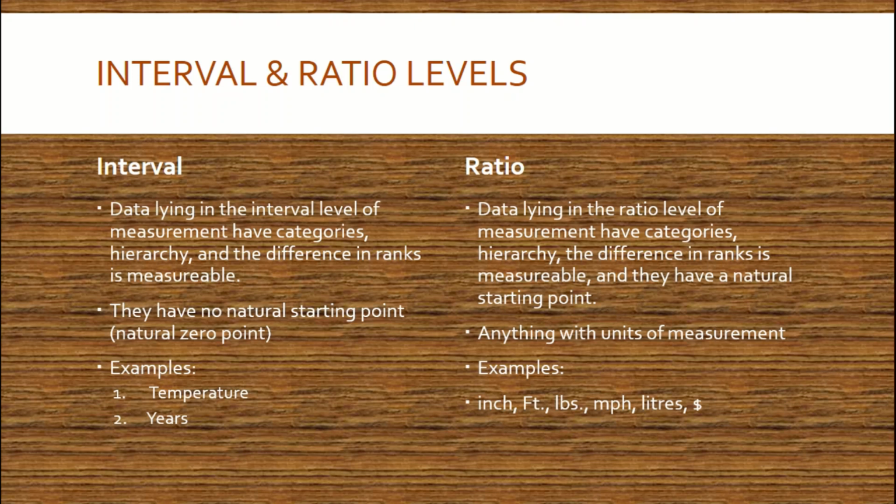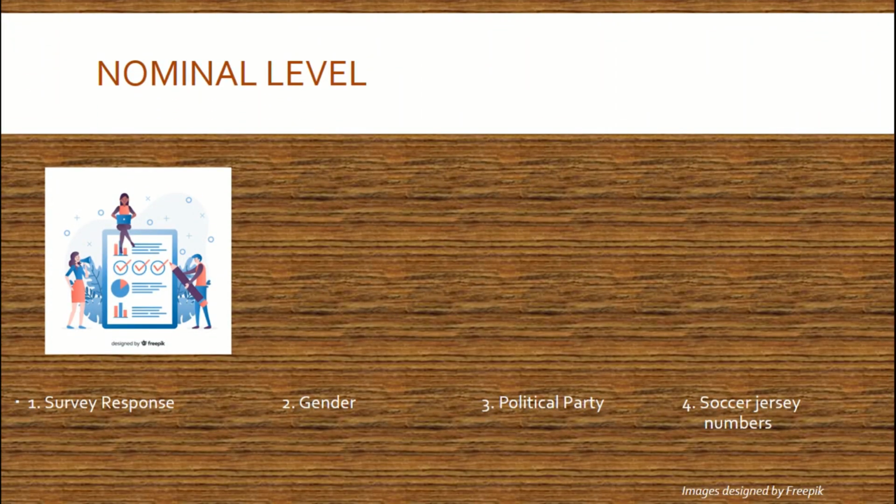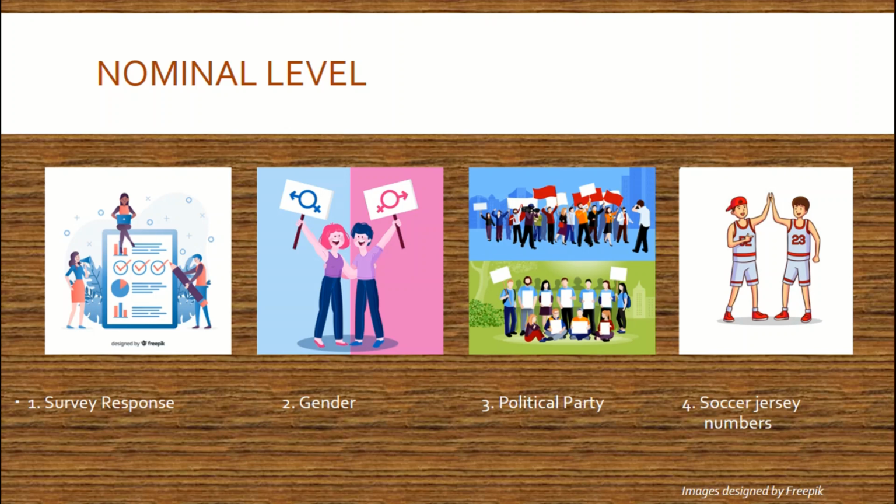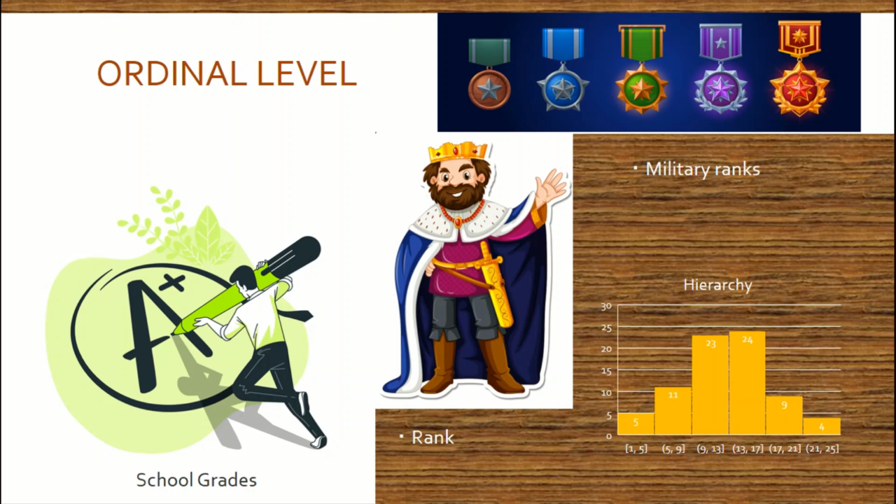Let us look at illustrations beginning with the nominal level. These are the illustrations for survey responses, gender, political party, and soccer jersey numbers. Let us look at illustrations of data in the ordinal level of measurement. We can see school grades, with A being the highest grade and F being the lowest grade, or military ranks from the generals to the sergeants, the corporals, and then the lieutenants. The generals or the commander-in-chiefs being the highest in the rank, and the lieutenants being the lowest in the rank, and so on.